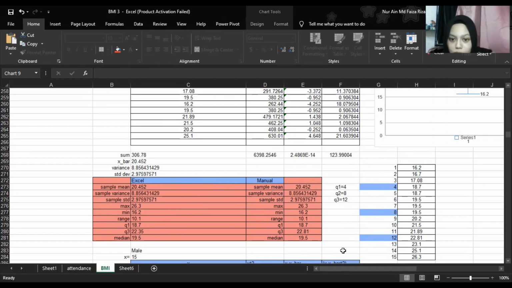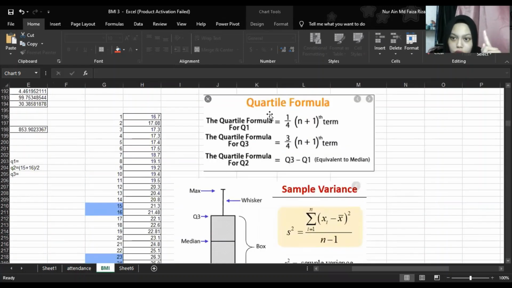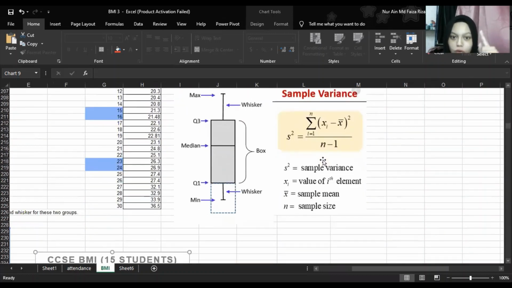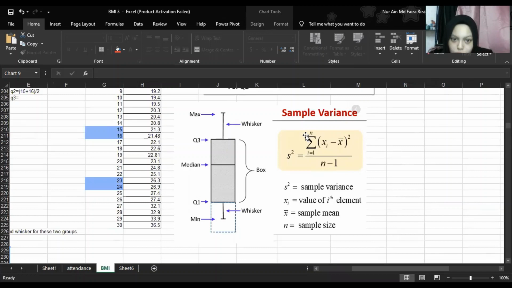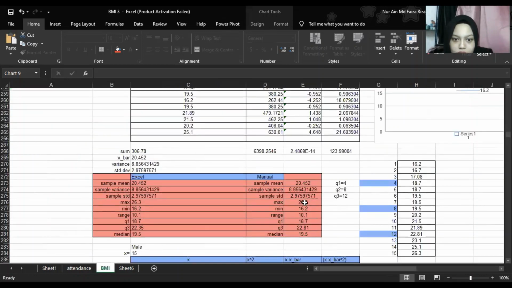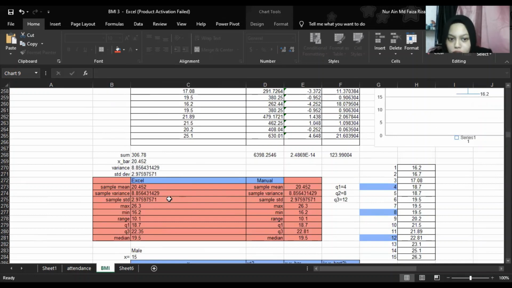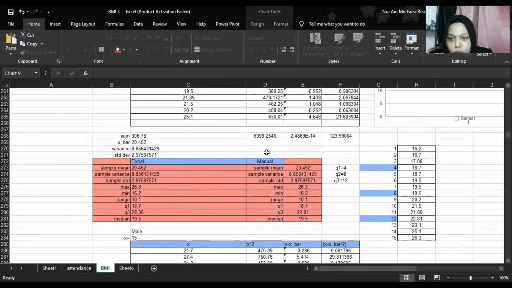Okay, I forgot to tell you about these formulas that I use for the manual calculation. This is the quartile formula, and this one is for sample variance. For standard deviation, just take the square root of sample variance. And this is the box and whisker plot reference, showing what those signs or lines on the plot mean. Okay, let's get back to the question. For female, I got both values the same, which means my manual calculations are right.